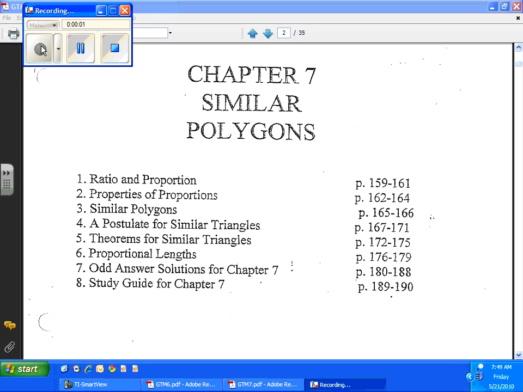Chapter 7 is similar polygons. Similar polygons. Remember, polygon means many angles. Similar is same shape, not necessarily the same size. We just finished with congruency.